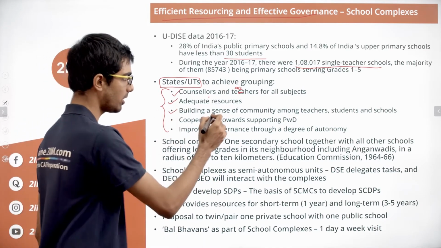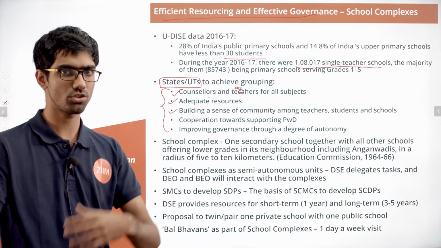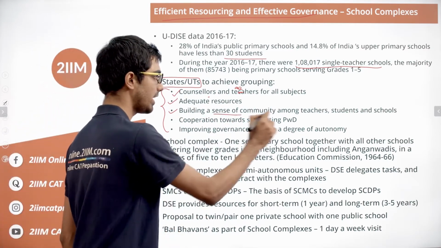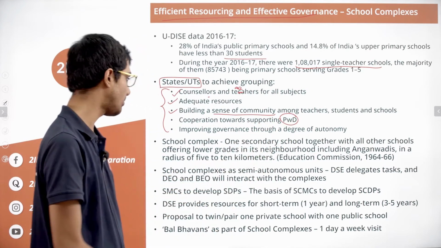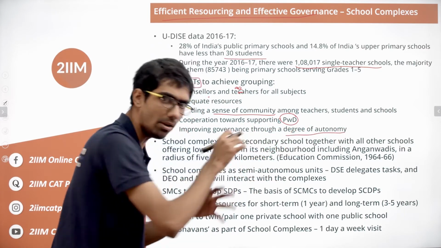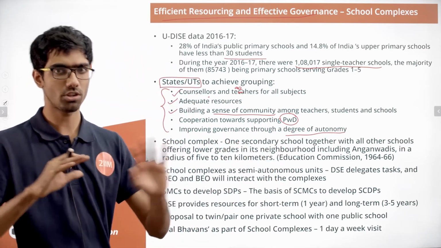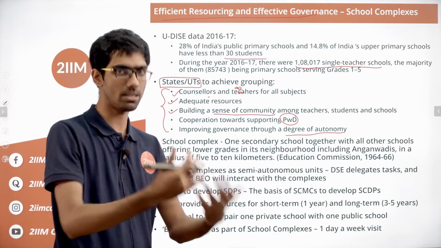This is the most important, because when you merge or bring together several schools, there's going to be some level of friction between the teachers and students and all that. So some sense of community has to be built, and cooperation towards supporting PWD. PWD is persons with disabilities, and the last is improving governance through a degree of autonomy. So there's going to be some level of freedom given to the school complex or schools, but there'll be a supervising authority to make sure these mechanisms happen seamlessly.